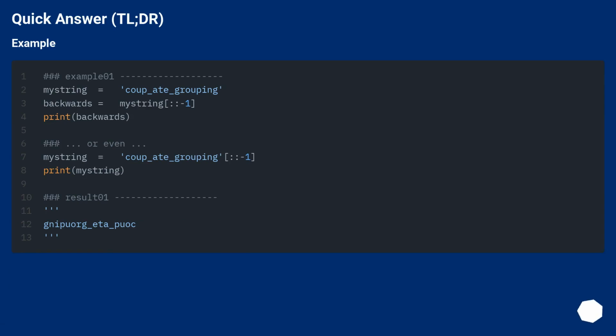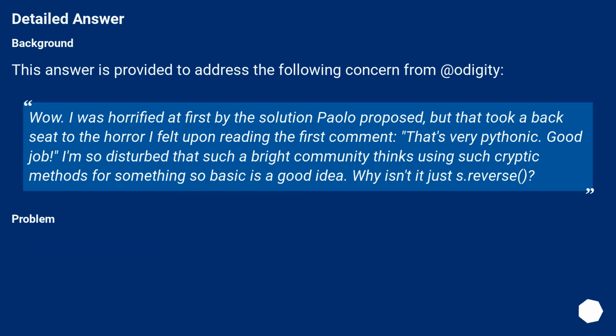Quick answer, TL;DR. Example. Detailed answer. Background. This answer is provided to address the following concern: Wow. I was horrified at first by the solution proposed, but that took a back seat to the horror I felt upon reading the first comment. That's very Pythonic. Good job. I'm so disturbed that such a bright community thinks using such cryptic methods for something so basic is a good idea. Why isn't it just s.reverse?